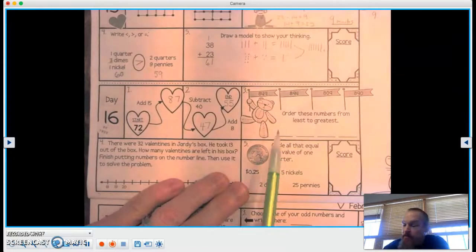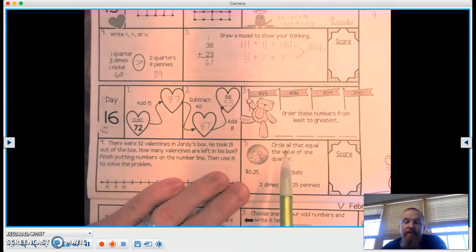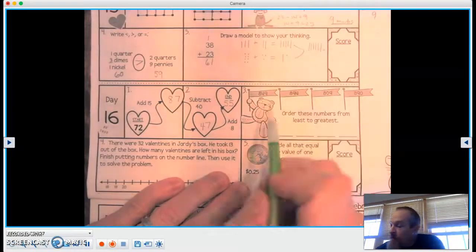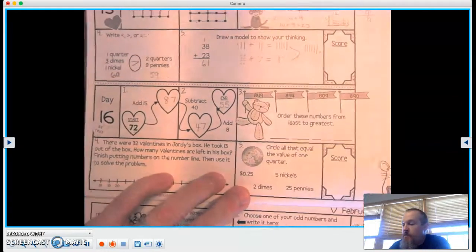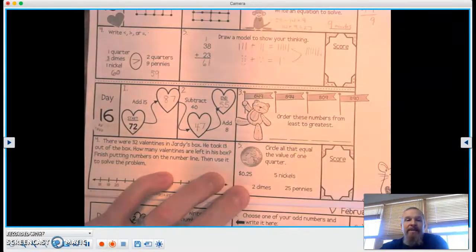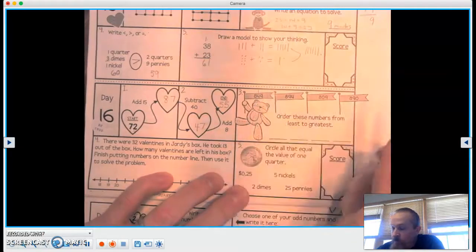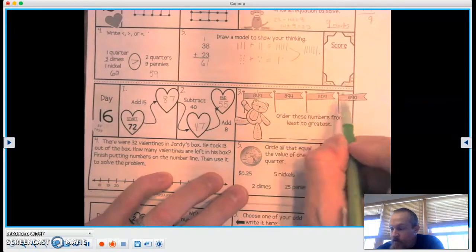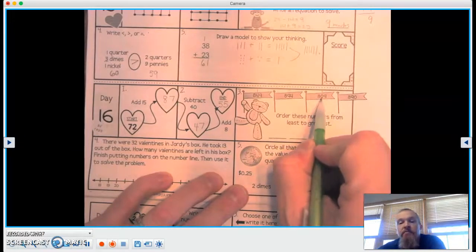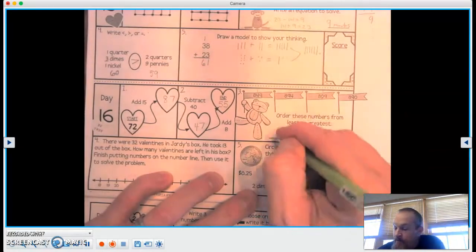All right, number 3. I see the banners that the bear has there, 849, 894, 809, 890. Order these numbers from the least to the greatest. Well, they all start with 800. So now we're going to have to move from the hundreds column to the tens column for each one. And the smallest number, let's see, there's a 4. There's a 9. That one's not it. There's a 0. And there's a 9. So the 0 is going to be the lowest number. So the smallest number we have right here is 809.